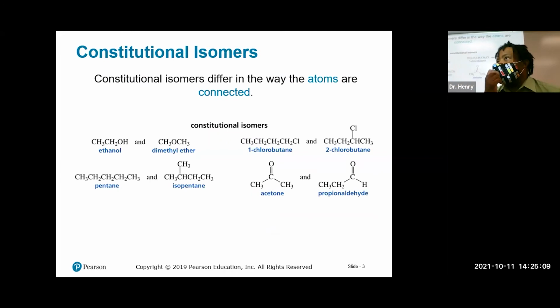So let's start with the basics. Constitutional. So these are the ones that we're already used to. Okay, so here we have ethanol, diethylamine. Now they have the same chemical formula, right? But they're attached differently. Okay, we have pentane.